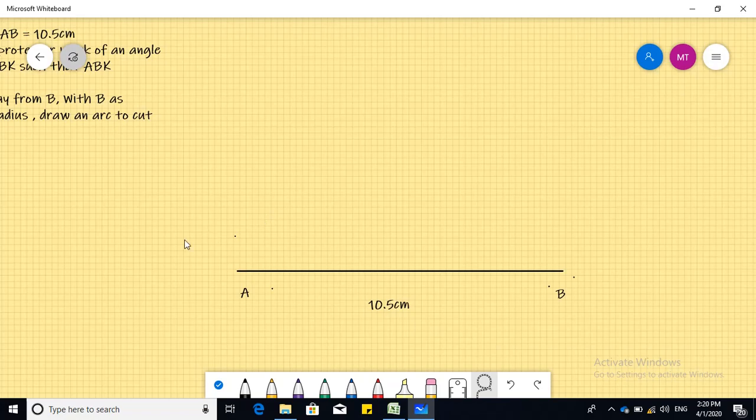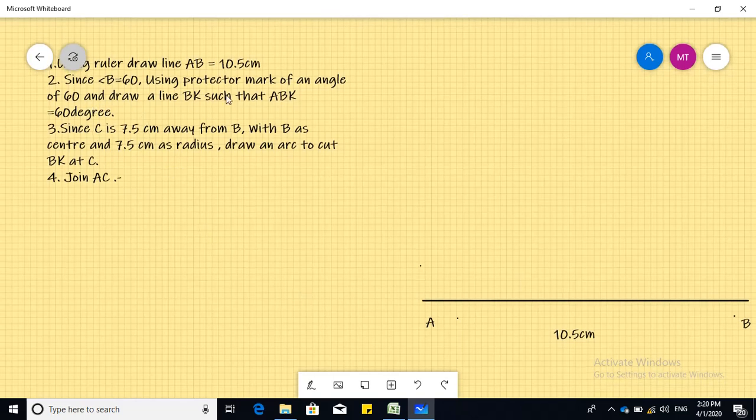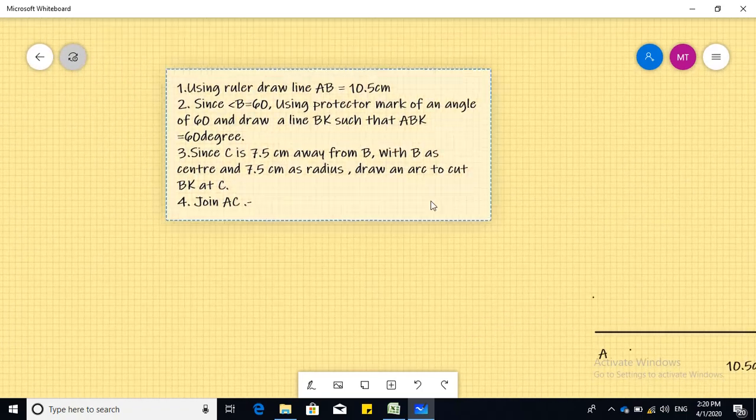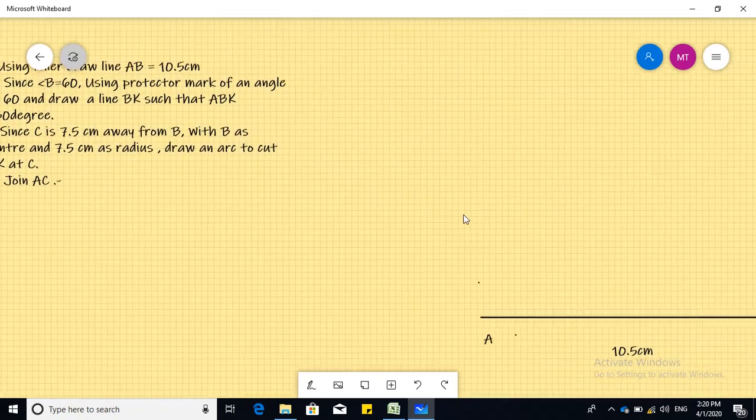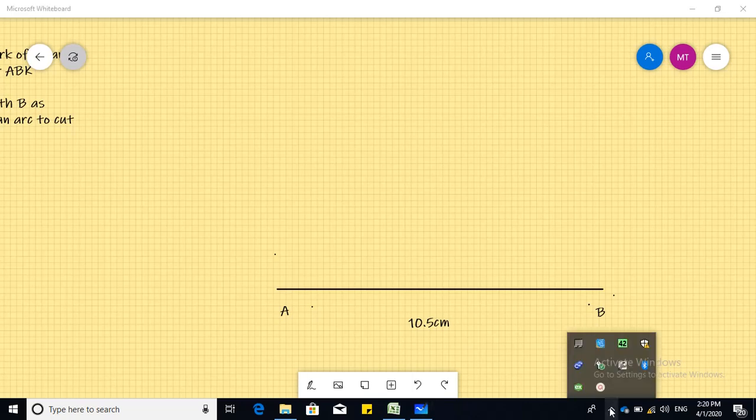The second part says, let's go towards the point. Since angle B is 60, use a protractor to make an angle of 60 degrees. Draw a line BK such that angle ABK equals 60 degrees. So the point is we need to draw a line from point B at 60 degrees, so that AB and that certain point K can make our angle ABK of 60 degrees.